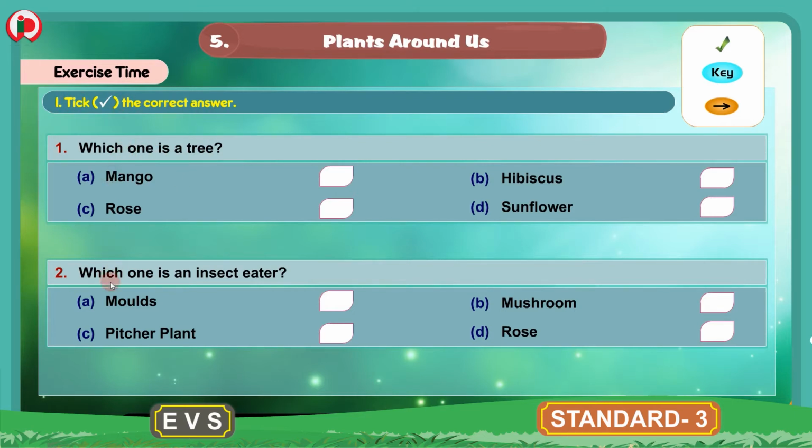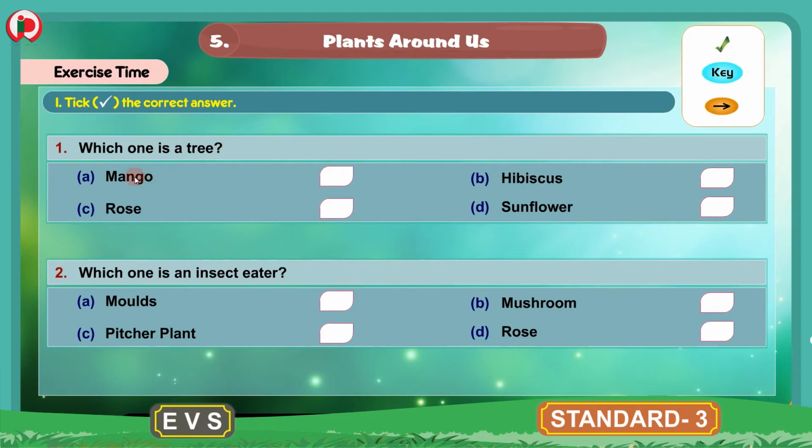Here we have a few questions and we have 4 options as the answers. Among these 4 options we have to choose the correct answer and put the tick mark in the given boxes here.